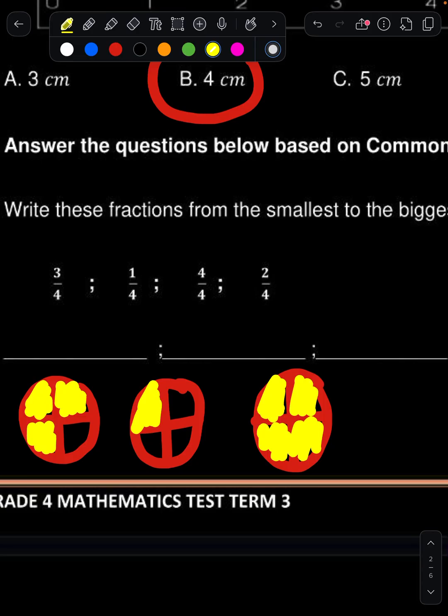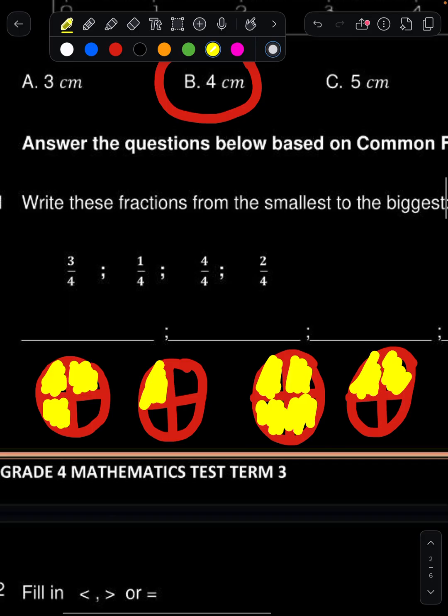And then 2/4 is just 2 pieces of it. So sometimes it helps to think of it like this. They want to know, write these fractions from smallest to biggest. So which is the smallest amount of cake? Obviously that is going to be this 1/4, because you only get one piece of that cake.